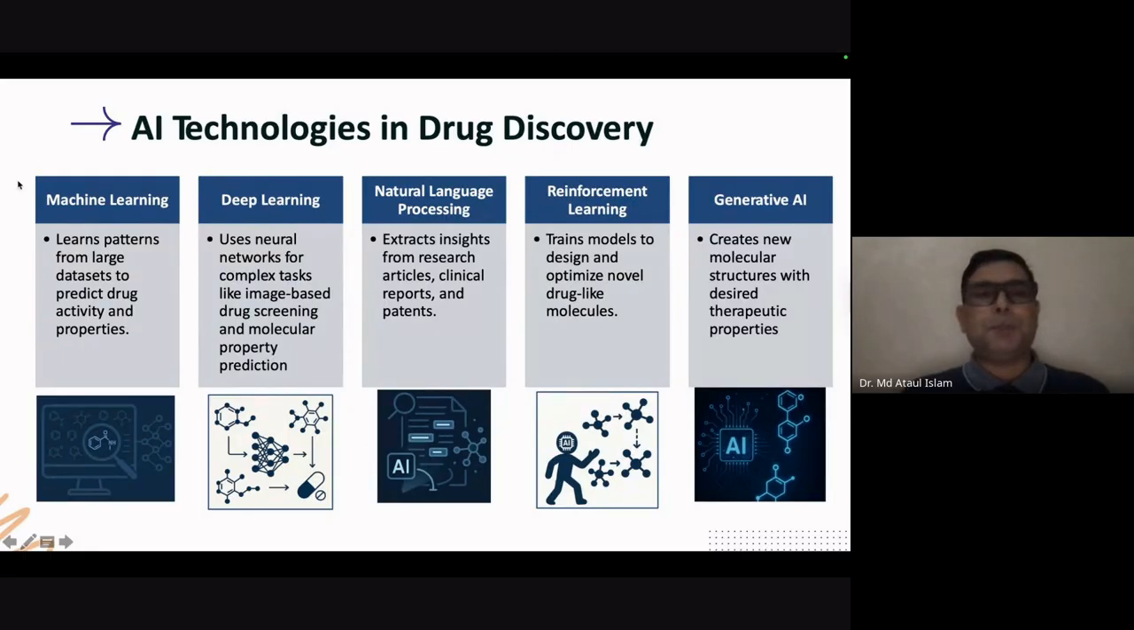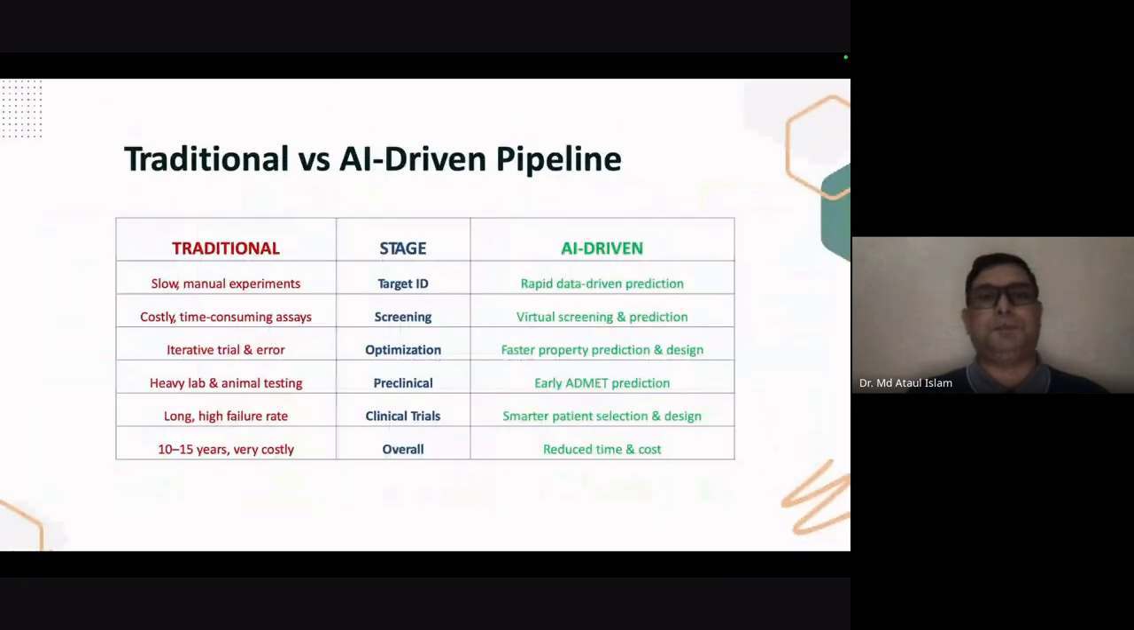So apart from machine learning, other approaches are also used in drug discovery, like deep learning, which I mentioned, natural language processing (NLP), reinforcement learning, and generative AI. These are the different approaches of artificial intelligence that are widely used in drug discovery. And again, I would like to repeat: which approach you choose depends upon your data and the objective of your research.